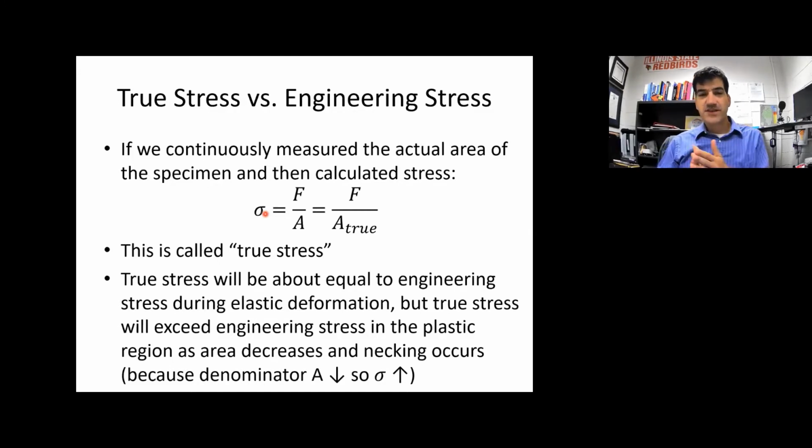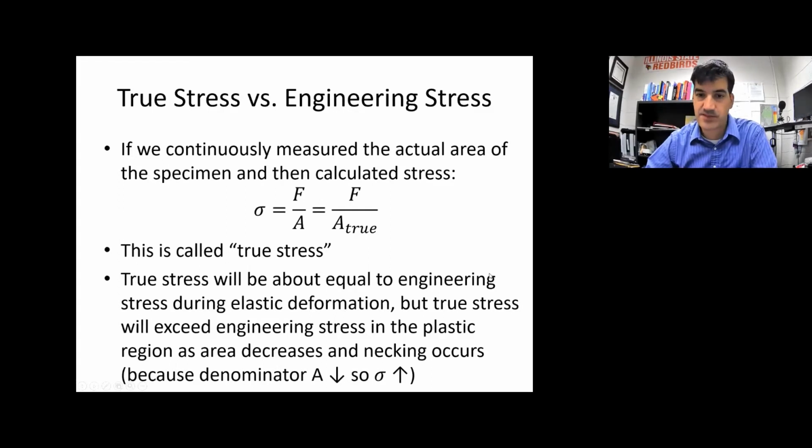They're going to be real similar in the elastic region before there's much difference. The cross-sectional area just doesn't change very much until you get to the plastic deformation region. But it's always going to be true that the true stress is going to be equal to or larger than the engineering stress, because this cross-sectional area is going to decrease during the test. So if we actually divided by that decreasing area, then our resulting stress would increase throughout the test, and it would be larger than the engineering stress.